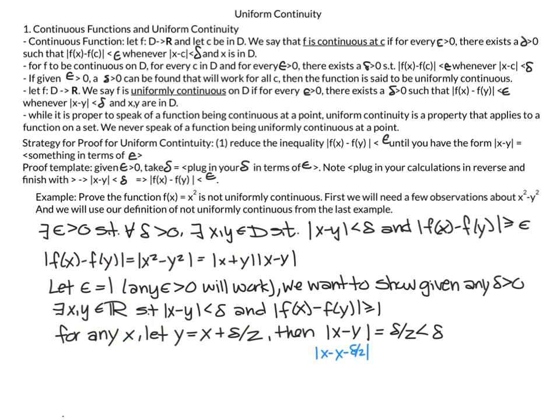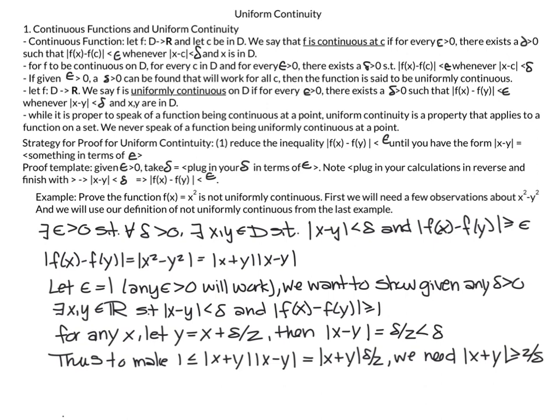So for any x, let's let y equal x plus delta over 2. So that way when we have the absolute value of x minus y, we have x, and then y will be x plus delta over 2. So what we get is the absolute value of negative delta over 2, which is equal to delta over 2, and that is certainly less than delta. So we have this condition met here.